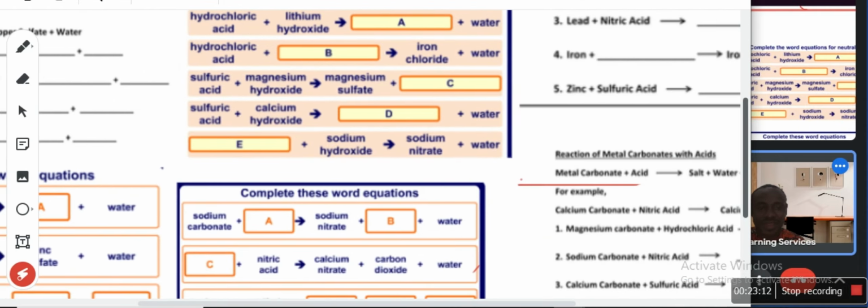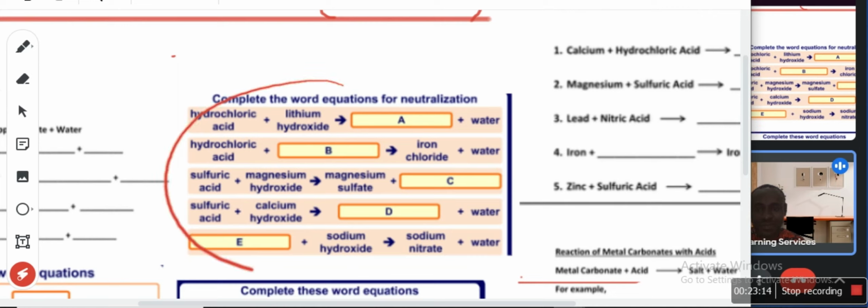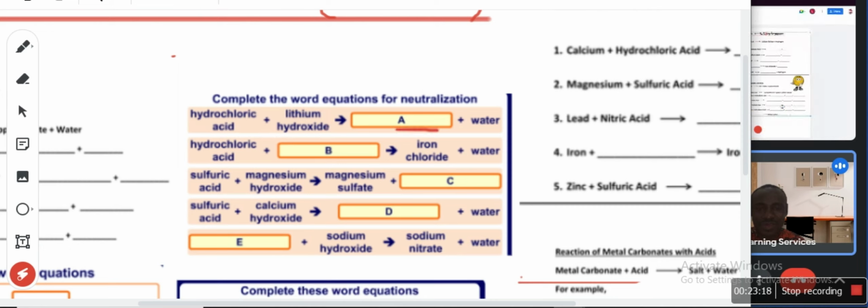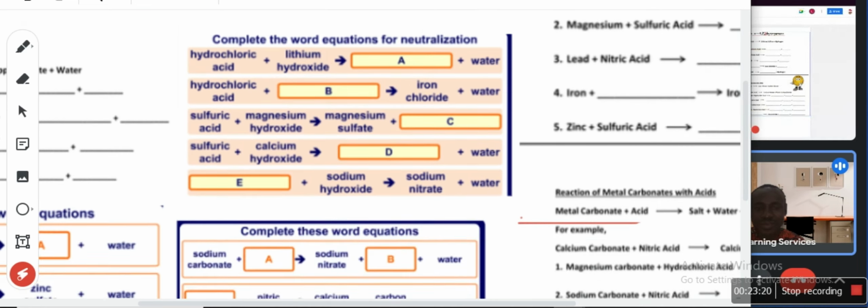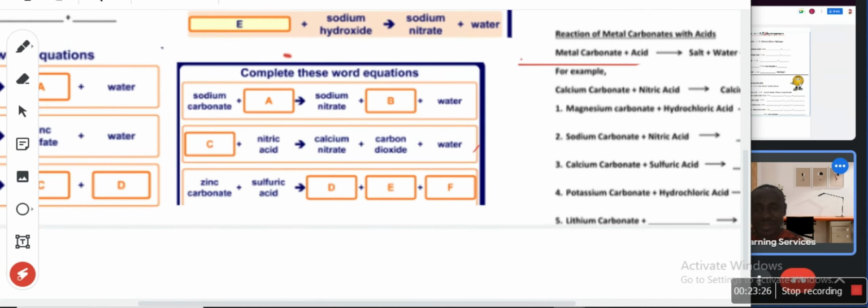Yes, sir. Then all of these. Hydrochloric acid plus lithium hydroxide will give what? Stay on the Jamboard, stay on that page. Okay, you are still there. And all of these, you take your time and look at all of them. Okay. See this one too. Let's even look at this one. Look at this one I'm circling. Read it out.